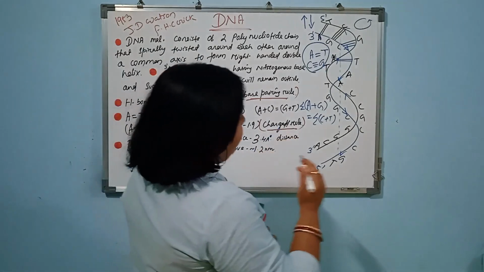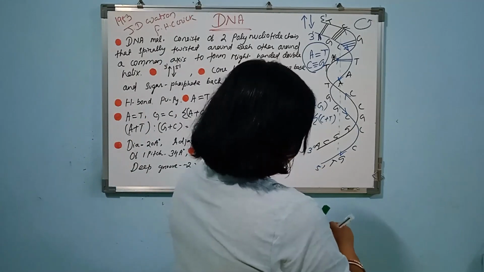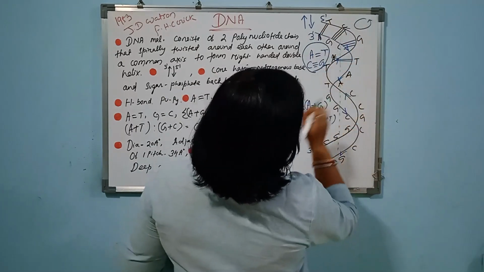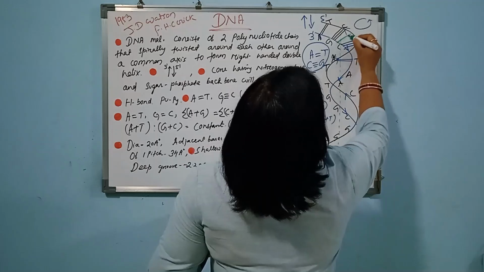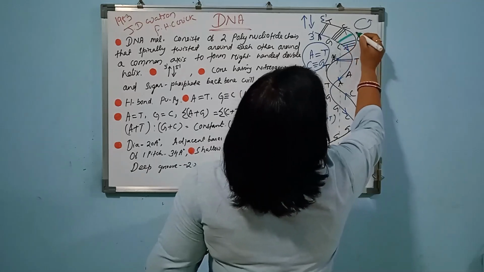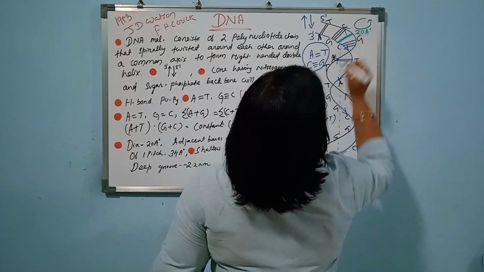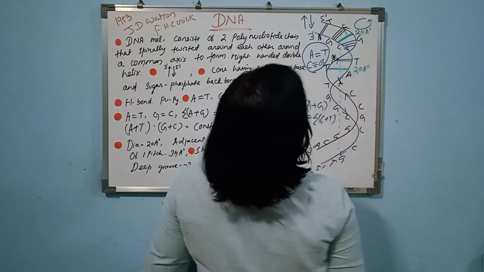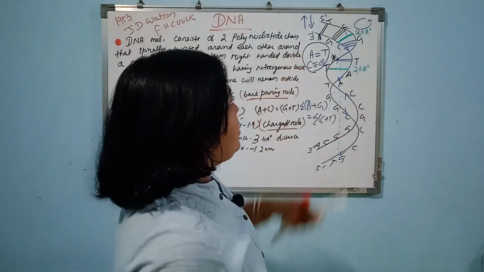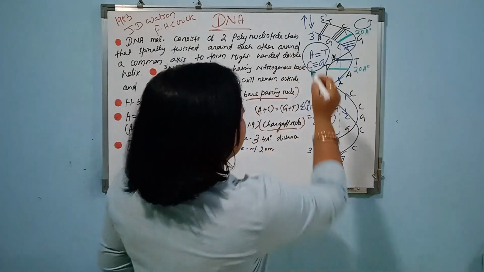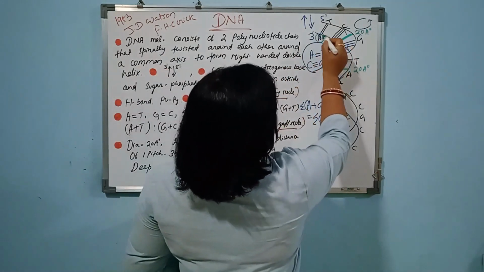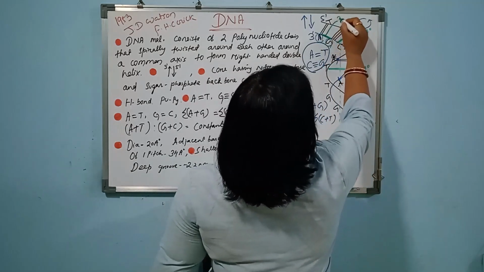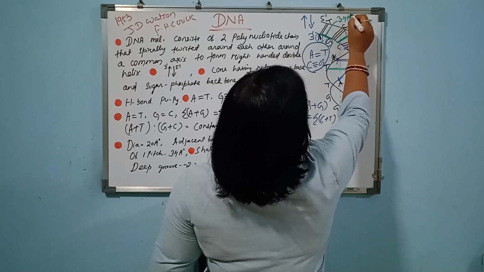If we see the diameter of DNA, this is the diameter, this part. This is the thickness of DNA. This diameter is nearly 20 angstrom. The distance between two consecutive bases, this is one base, this is one base, the distance between them is nearly 3.4 angstrom.